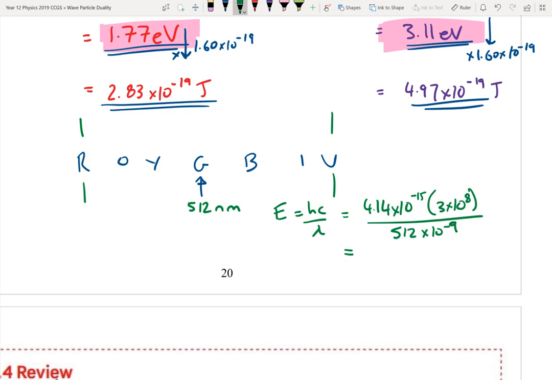Go, go, go. 2.43. Sounds good. Sounds correct.